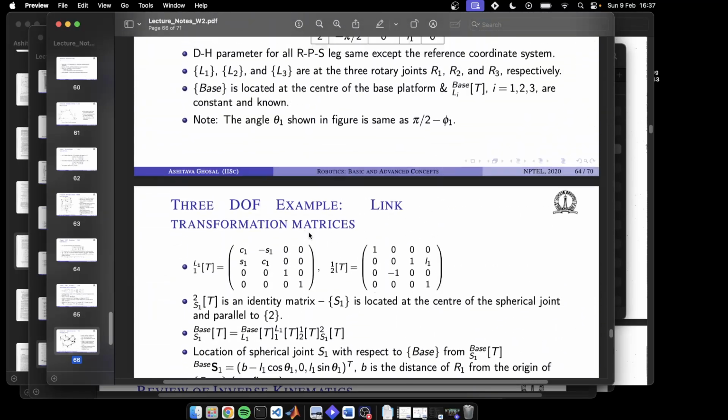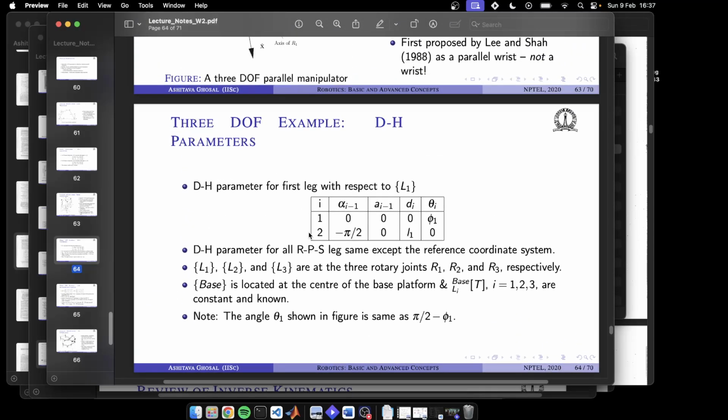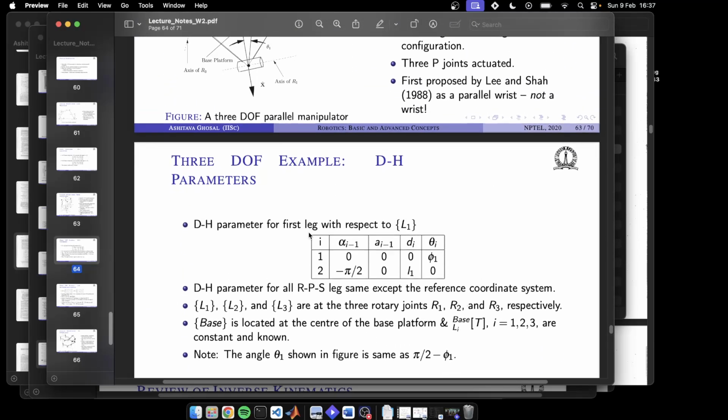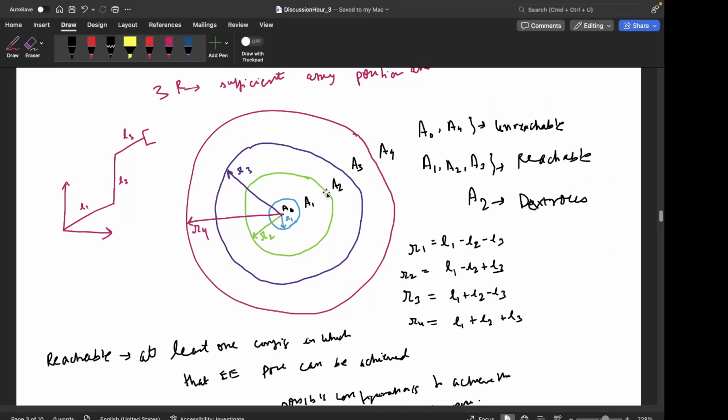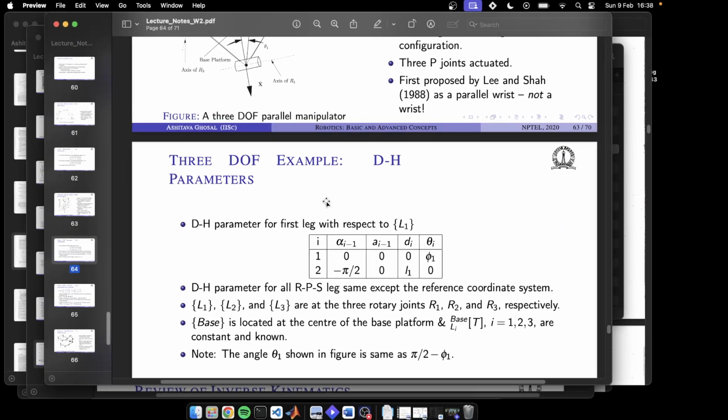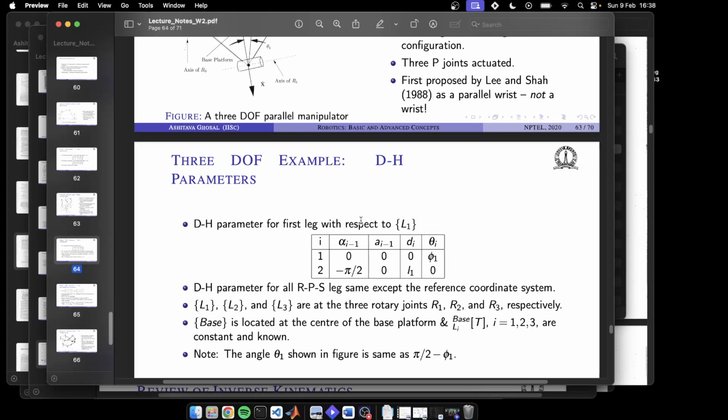Yeah, I'm just repeating your query. So, your doubt is regarding the first joint angle, that is phi 1, that is being written in the DH table, and the twist of the second link, that is minus pi by 2, right?